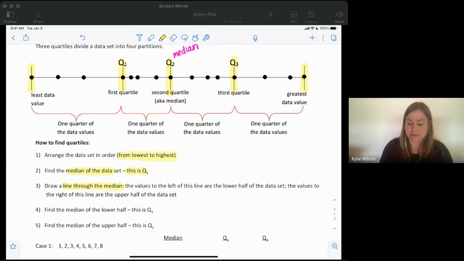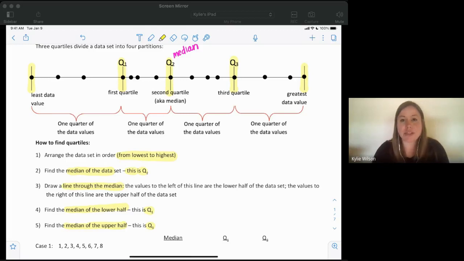Then what we do is we find the median of the lower half. That's Q1 or our first quartile. Then we find the median of the upper half, that's Q3, or our third quartile. So those are the steps.